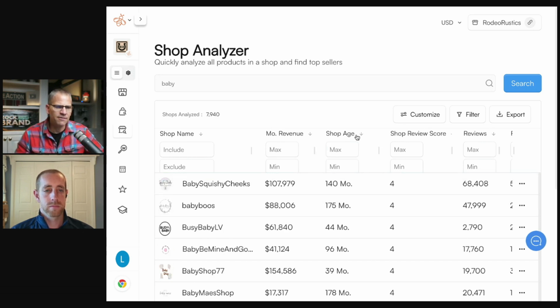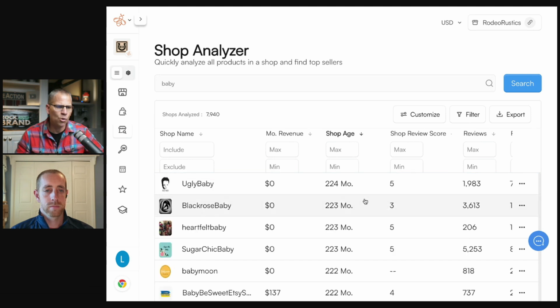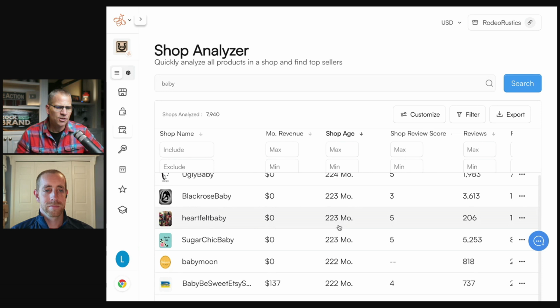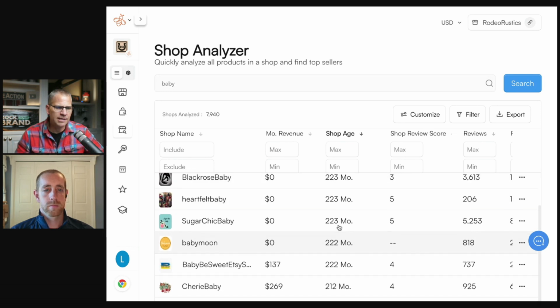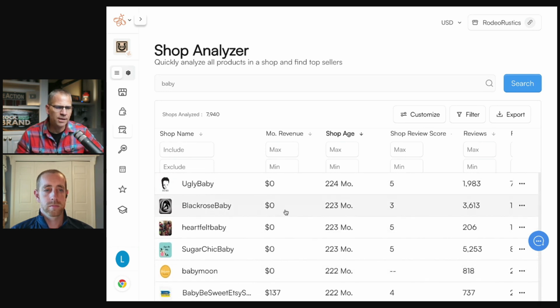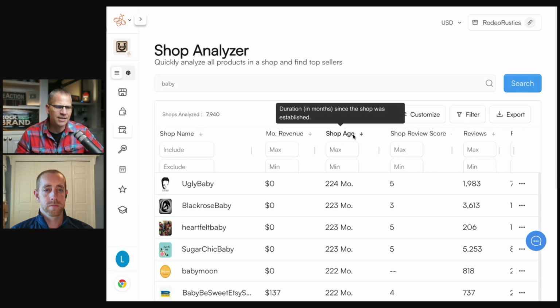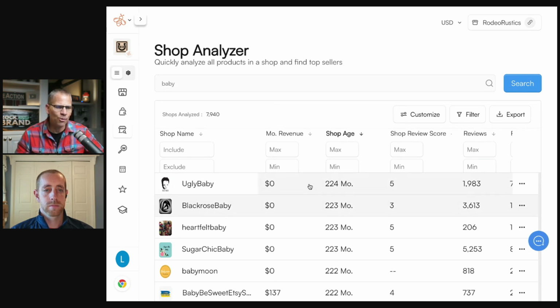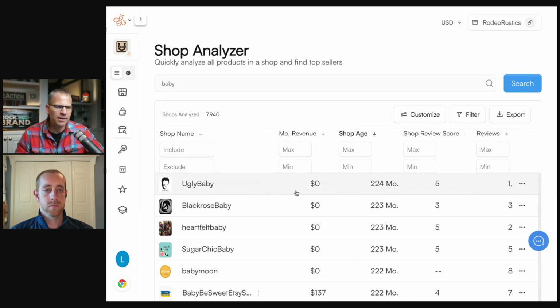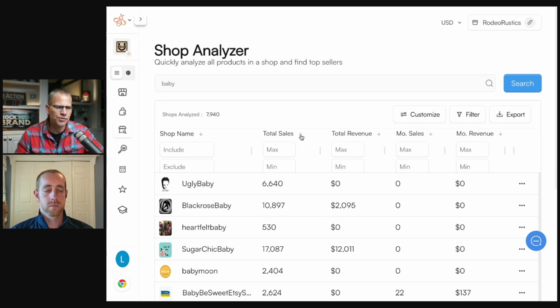Look at this, it's 175 months. So let me just sort by the oldest, 224 months. Ugly baby. Funny. So, you can look at all of this. Now, some of these aren't getting any revenue because right now we're searching by this shop age. That's why what we want to do is go to something that has numbers. I'm going to go total sales, right?